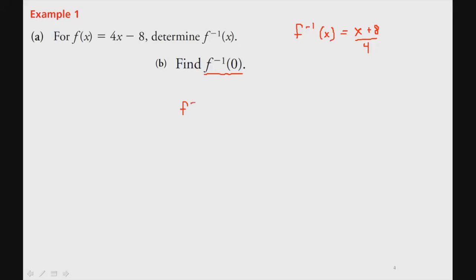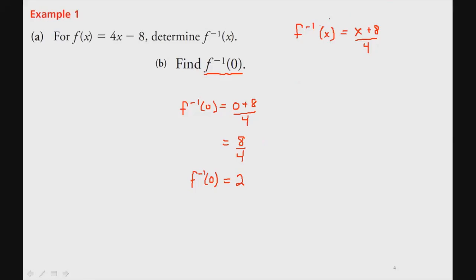So I'm going to take my f inverse of 0. I'm going to sub in 0 for x. I've got 0 plus 8, which is just 8 over 4. And I divide 8 by 4. So the inverse function at 0 is equal to 2.